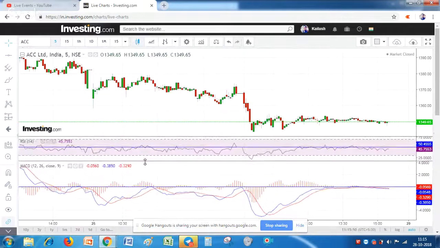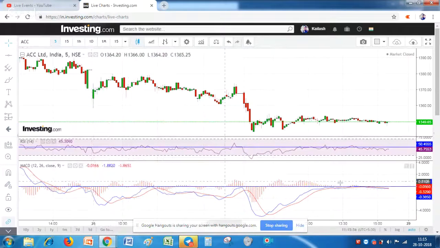First of all, I will make the MACD a little bigger so that you can clearly see. You can see the histogram as well, and you can see the zero level. This zero level, I will teach you. First of all, we will go with the zero level strategy. How to play as per the zero level.